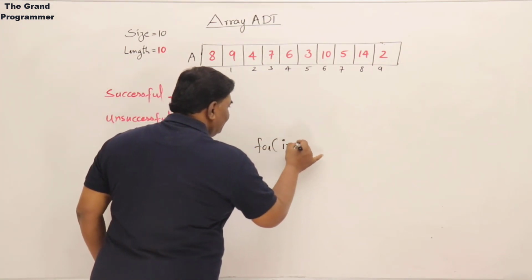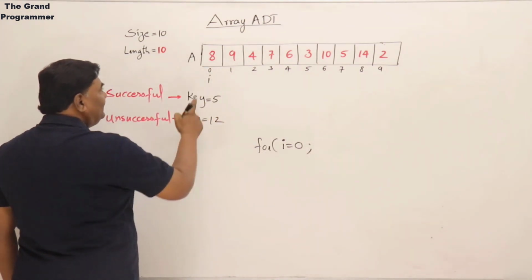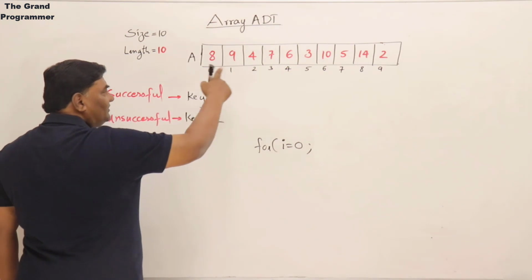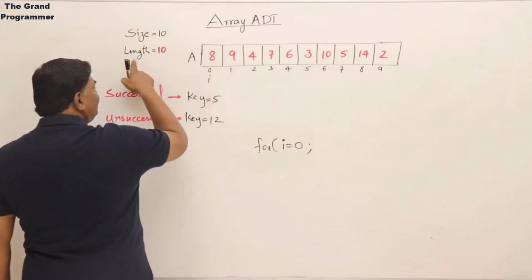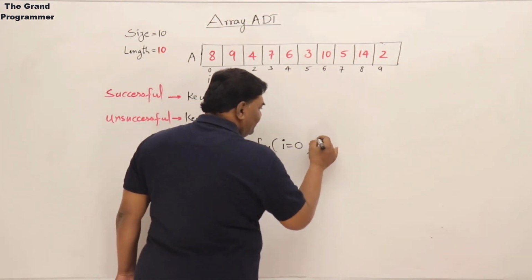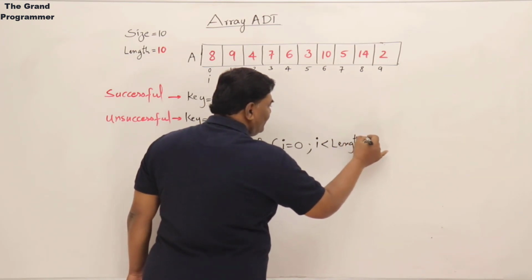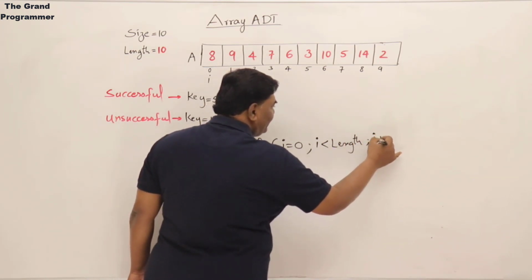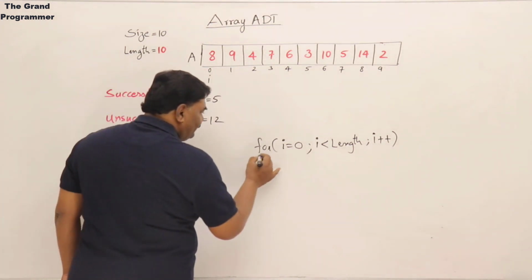So for I, I start from index 0, and I should go till the end of the list, and the index is 9. Length is 10, so it is length minus 1. So I can say I less than length. So I should traverse the whole length of the list, and every time I should be moving forward, so I plus plus.